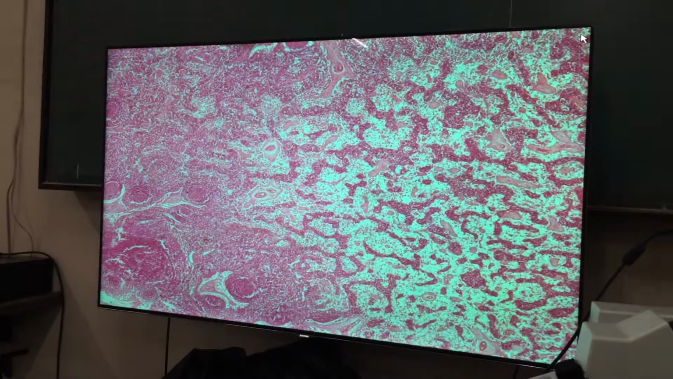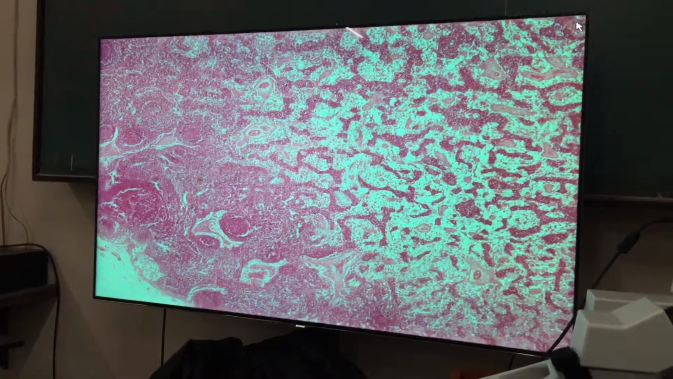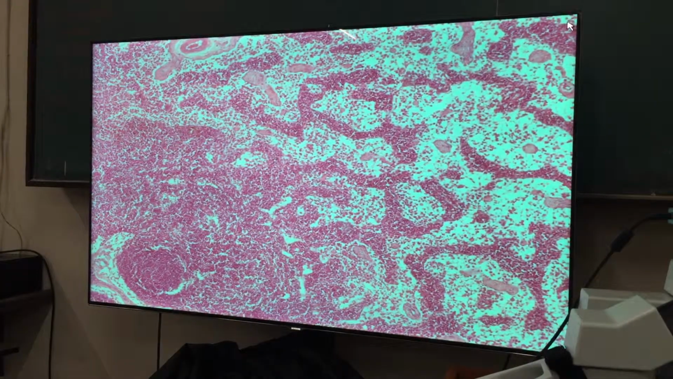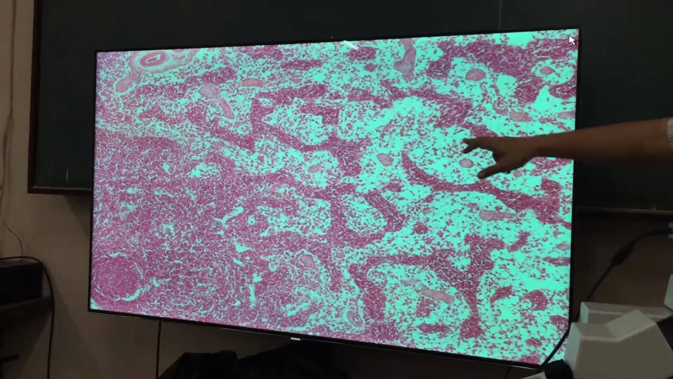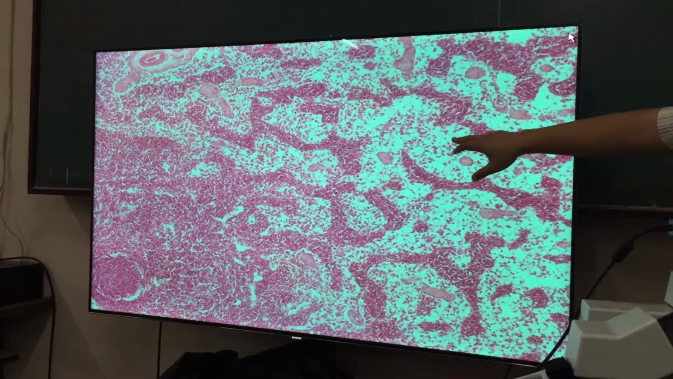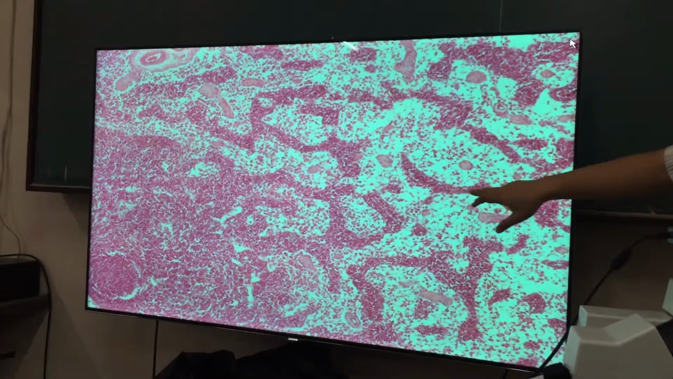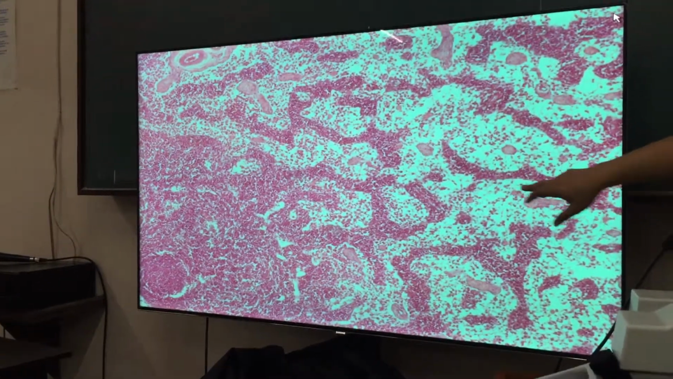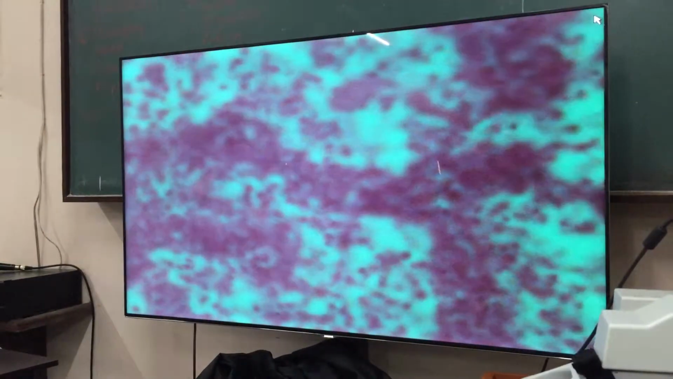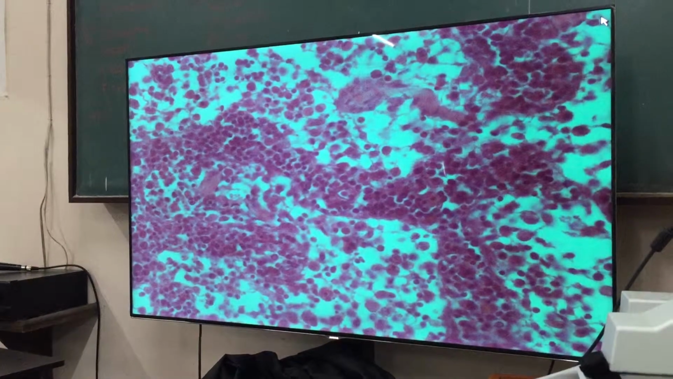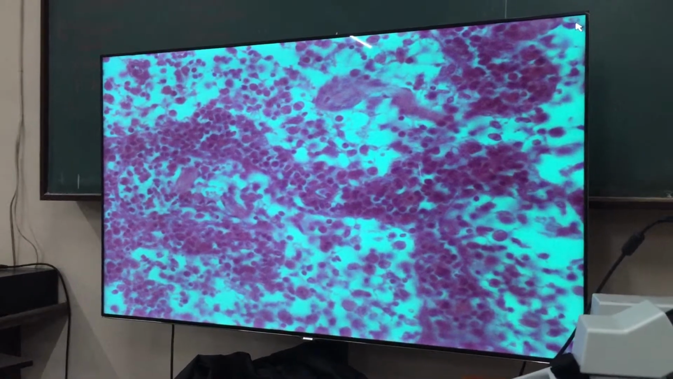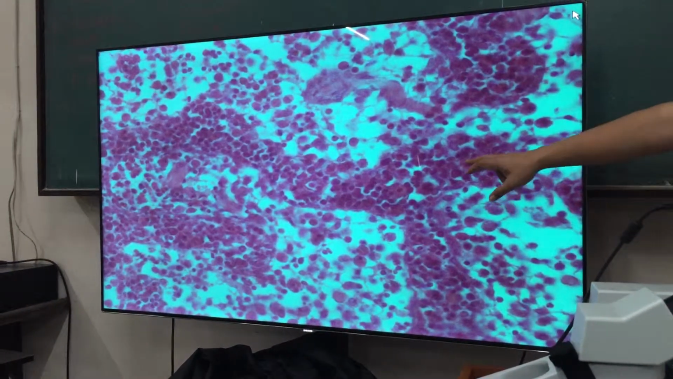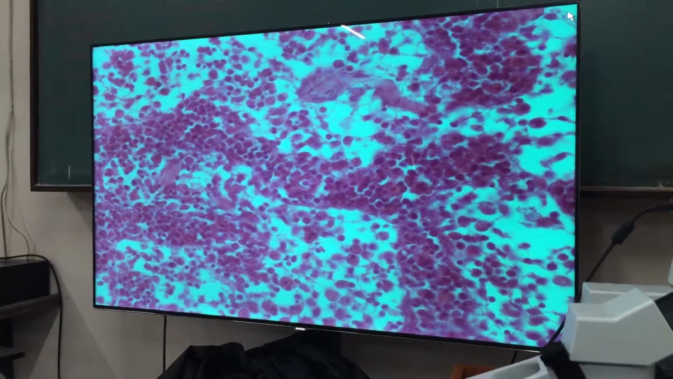And then for the medullary portion, we have the presence of the medullary sinuses, which would contain histiocytes, and they are separated by medullary cords. So the cords would contain connective tissue, and then you also have lymphocytes and histiocytes.